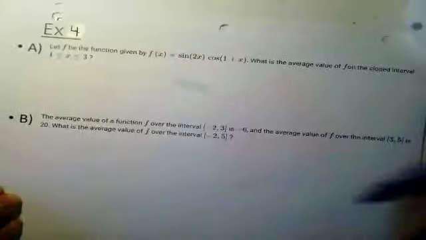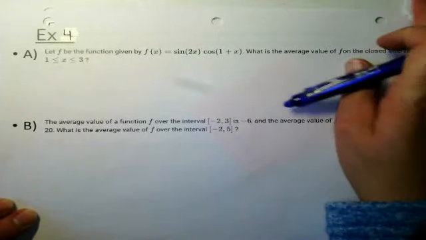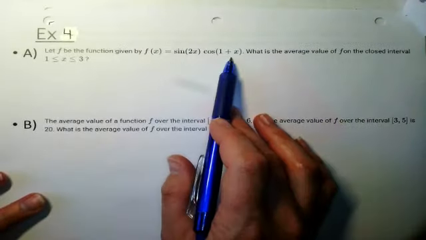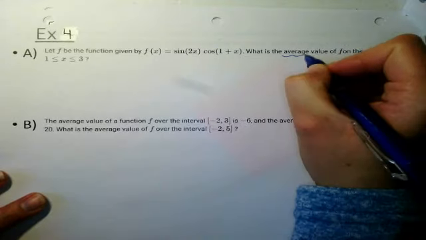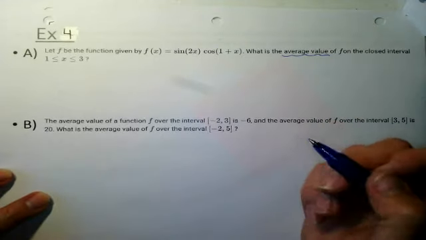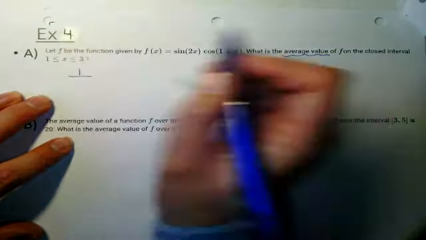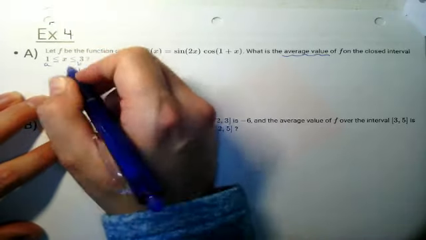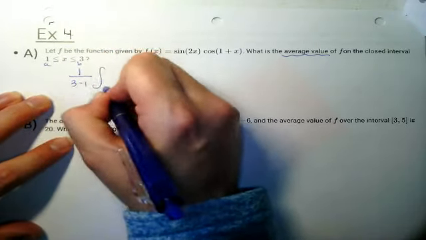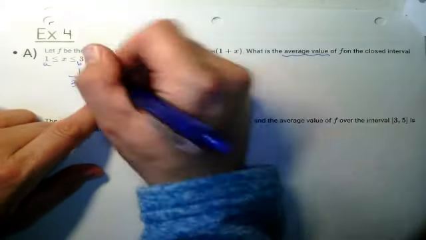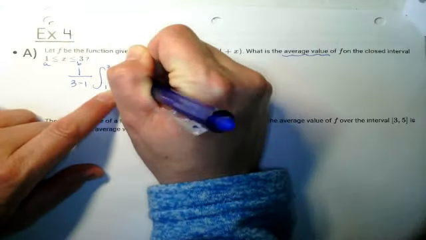All right, let's do some actual problems here. Let f be a function. What is the average value of f on the closed interval from 1 to 3? Well, average value is 1 over b minus a. So here's our a and here's our b. So 3 minus 1, over the interval from 1 to 3, the integral from 1 to 3 of f of x dx.